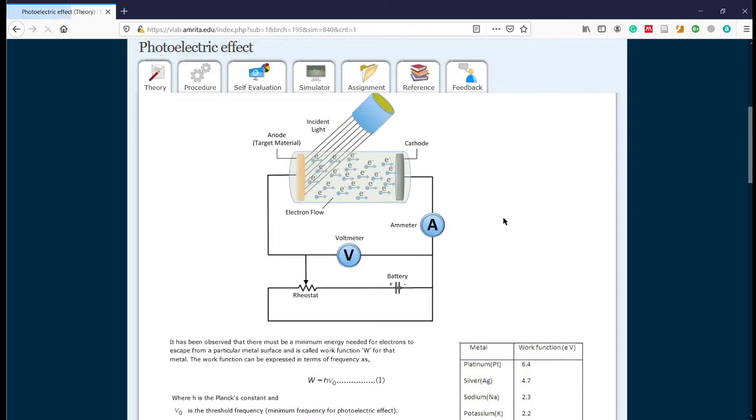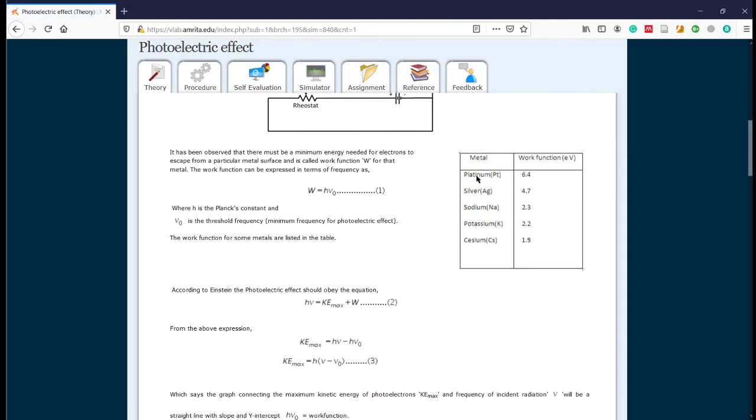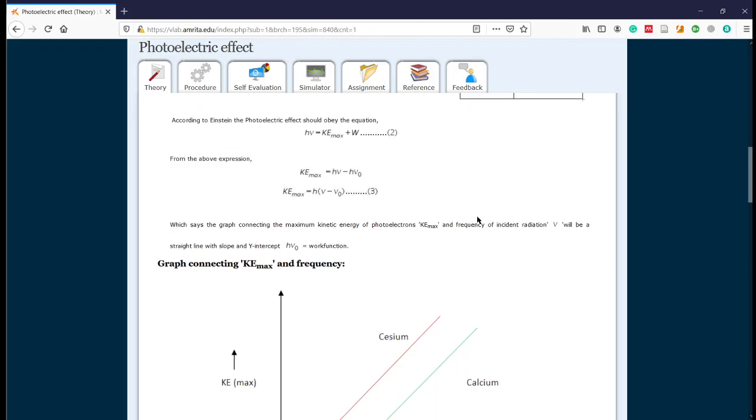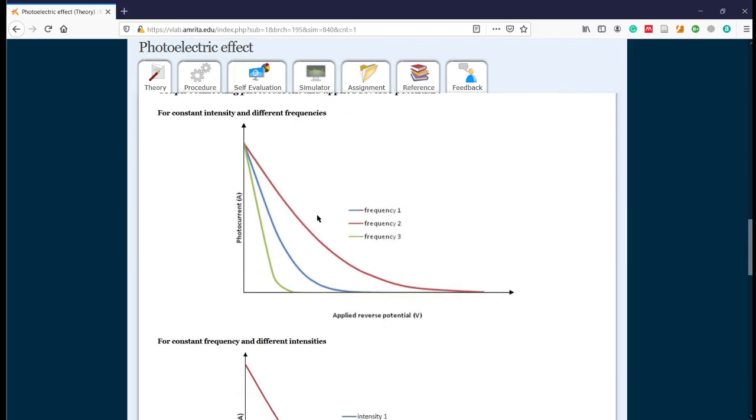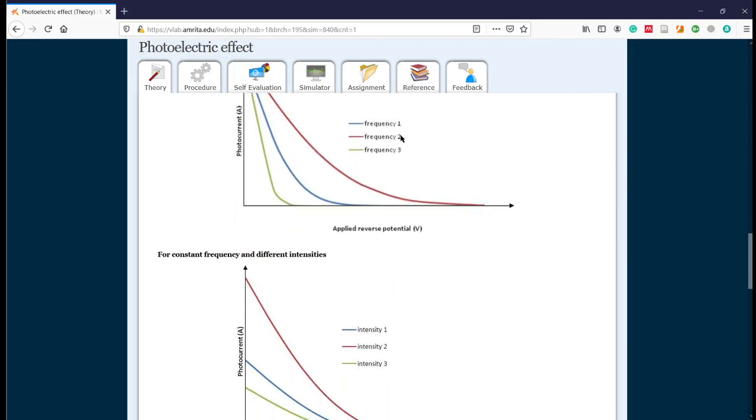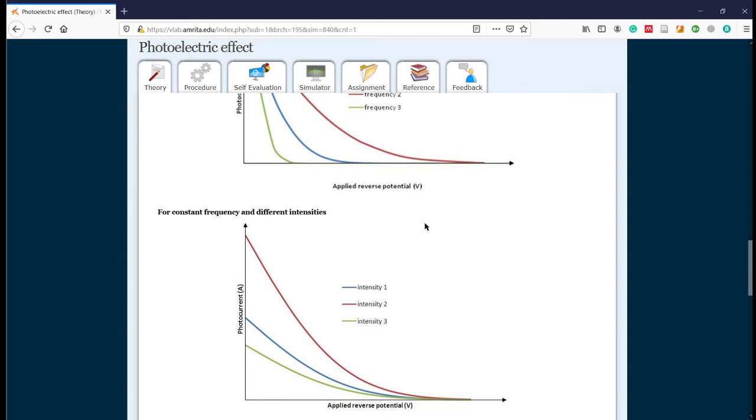In the theory, you have to go through this theory. Suppose this is a metal, the work function is given as 6.4 electron volt for platinum, 4.7 for silver, and likewise sodium, potassium and cesium are also given. Now your work will be to calculate the Planck constant, and to draw the graph between photocurrent and applied reverse voltage for 5 different frequencies for set 1 and 5 different frequencies for set 2.